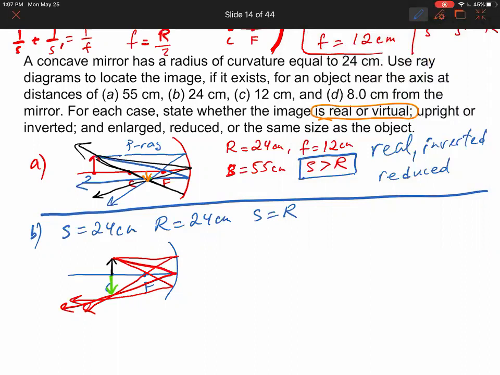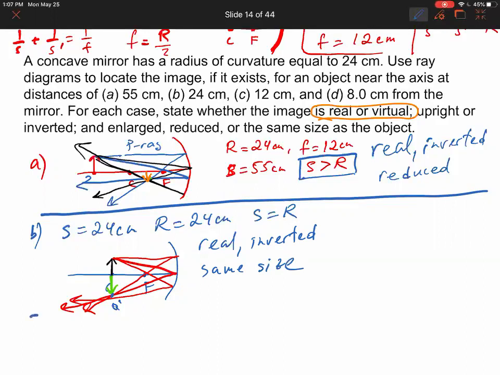Is this real? Well, again, it's in front of the mirror, so yes. Or you can say because actual light rays go to this point Q prime, so yes, that means it is real. And any real image is what? It's inverted. And in this case, is it reduced, enlarged, or the same size? Well, in this case, same size. So for this particular case we get that.